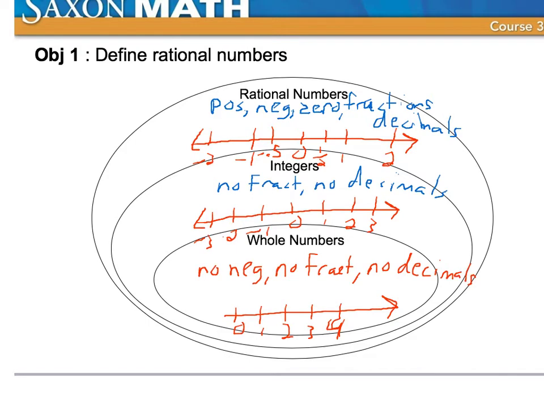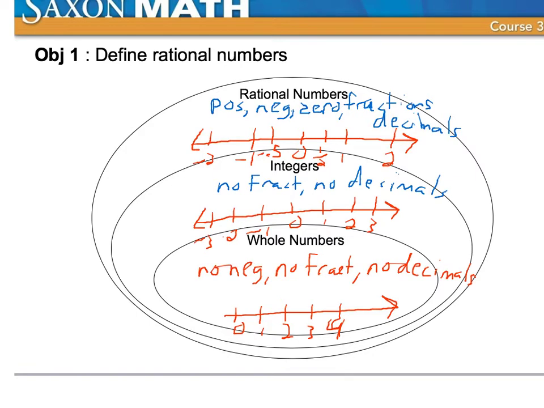Okay, so again, rational numbers are any number you can put on the number line. Positives, negatives, zeros, fractions, decimals. Okay, integers are no fractions and no decimals, but any other number. And then whole numbers are no negatives, no fractions, and no decimals, but any other number. Okay, let's move on to the next slide.